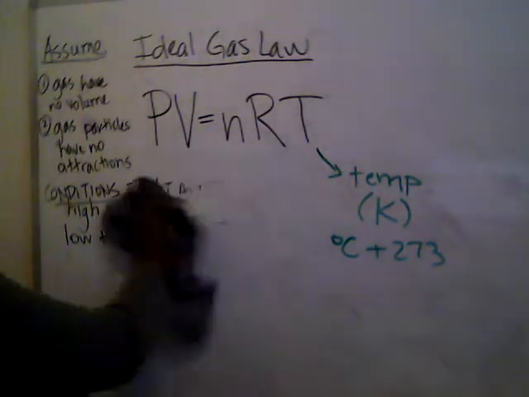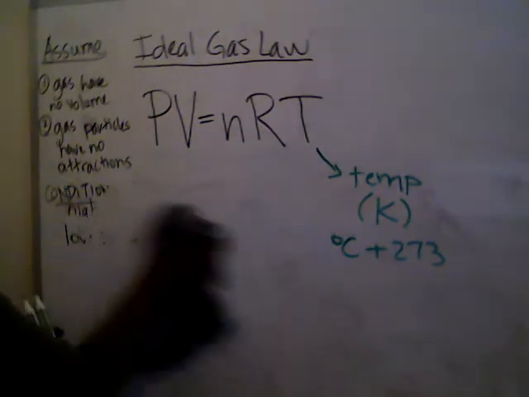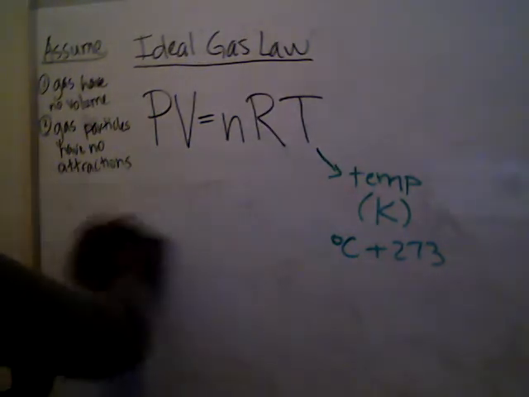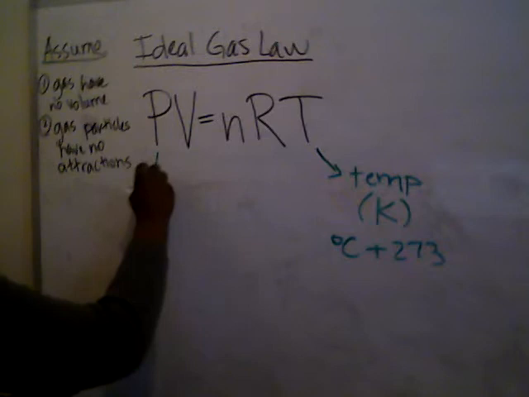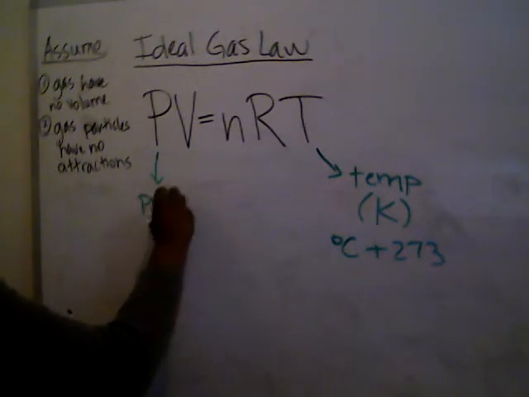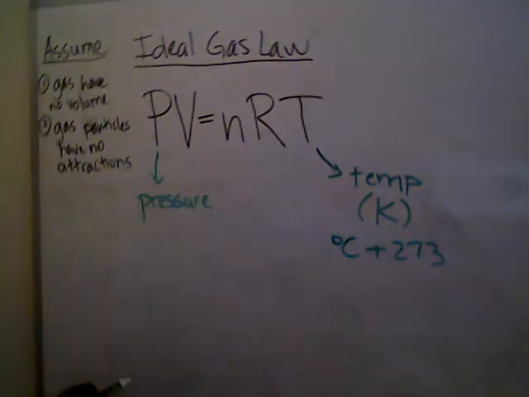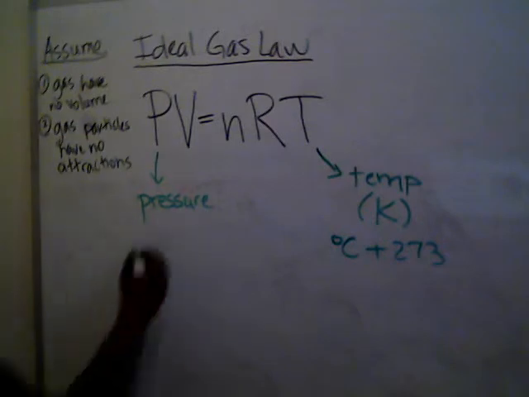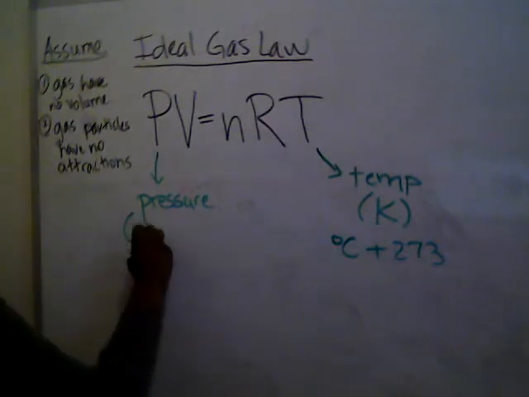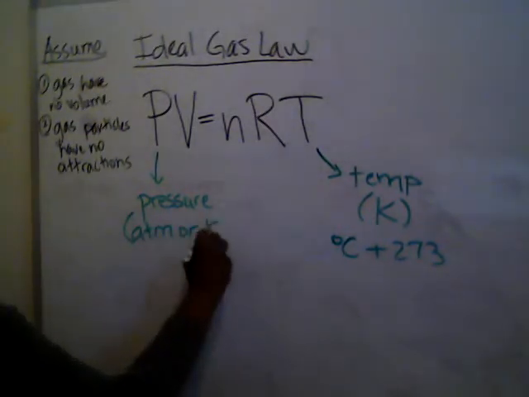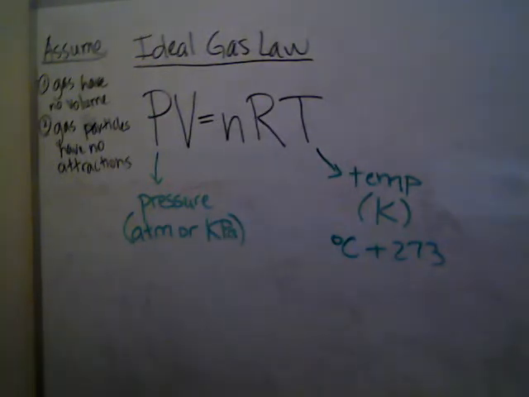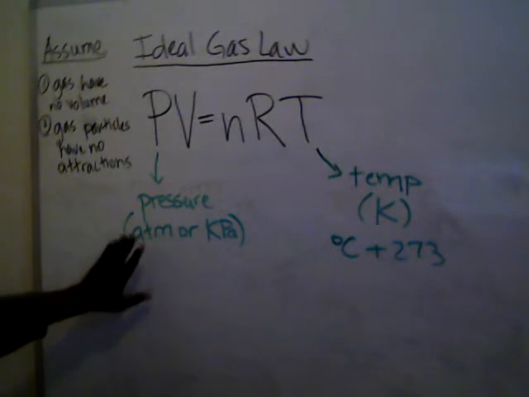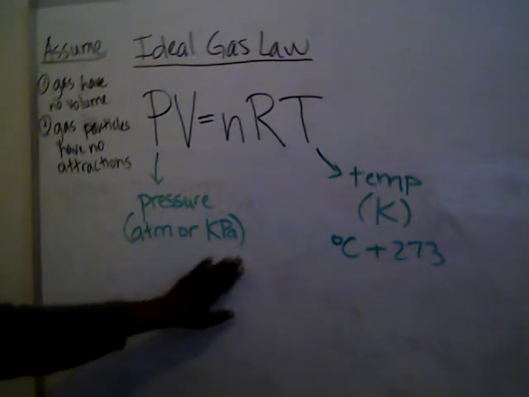Let me erase this part over here to give us a little more room to work with. So the P is for pressure. Now, before, when we were doing all the other gas laws, you had a little bit of flexibility. You could use whatever you wanted to for the pressure unit. Now we don't have that same flexibility that we did before. The pressure has to be in atmospheres or kPa. So those are the only two options. Millimeters of mercury is not going to work for us for this equation. Only atmospheres or kPa for our pressure.